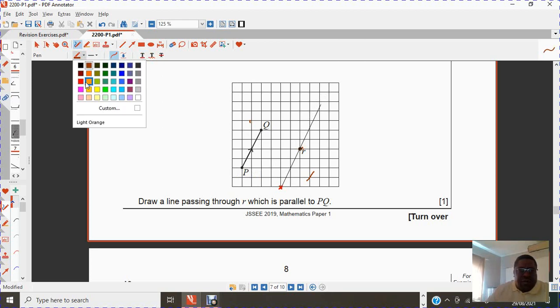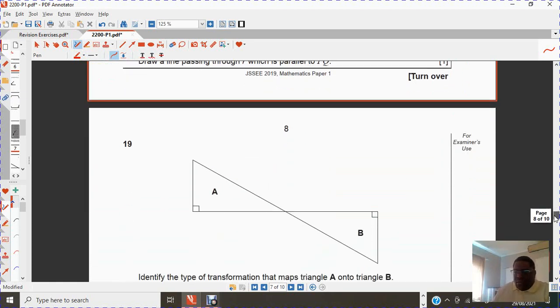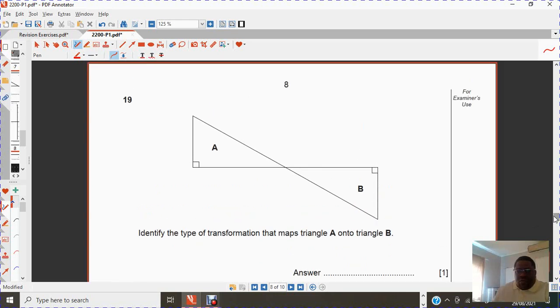Don't waste too much time on that question. Remember, it's just a 1-mark question. The distances between the two should be exactly the same. Parallel lines.